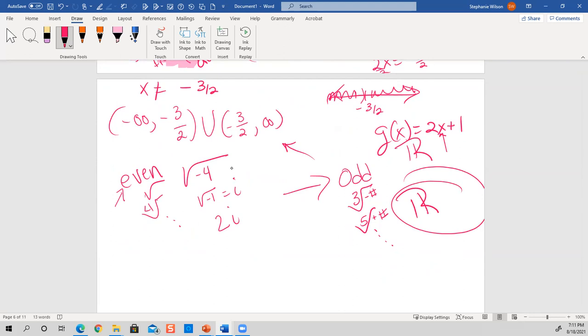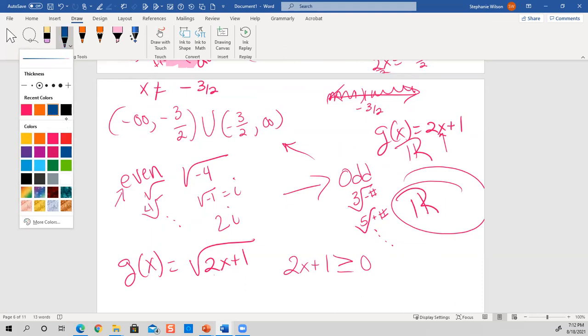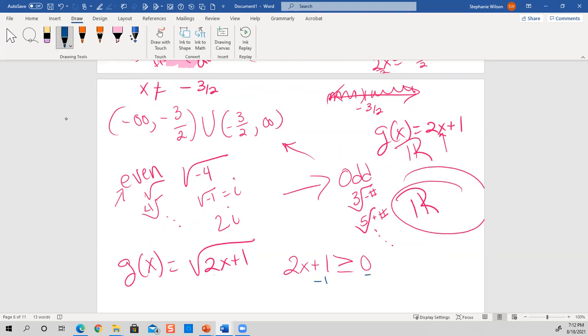So let's do one right quick. Let's say I have g of x equal to the square root of 2x plus 1. Then that means that this is an even root. I have to take what's in that root, the radicand, and set it greater than or equal to 0, because it has to be bigger than 0, or it can equal 0, right? If it's less than 0, then it's going to give me a negative answer. So that's how you set it up. So now let's solve for x. Well, I'm going to subtract 1 from both sides.